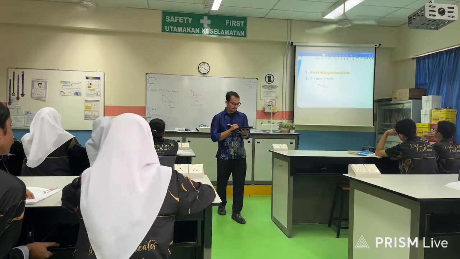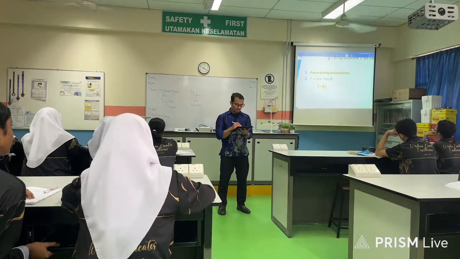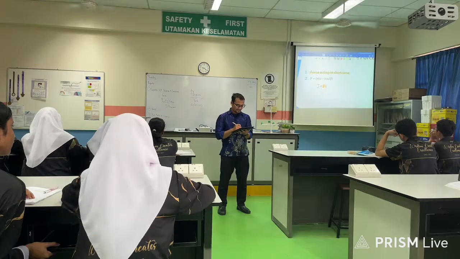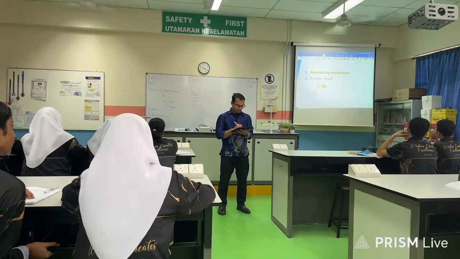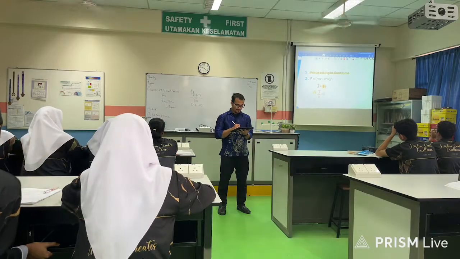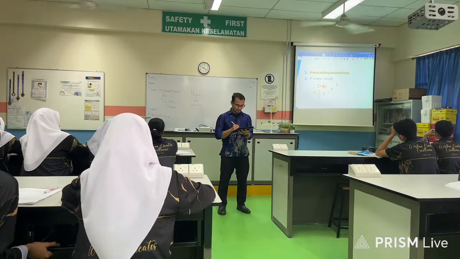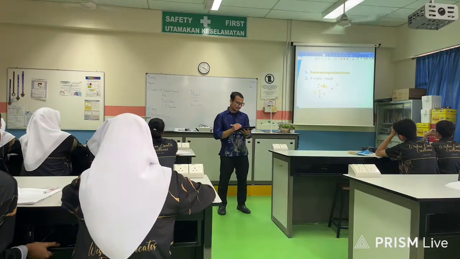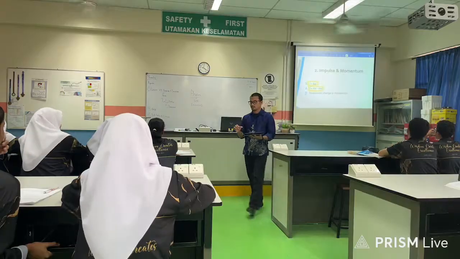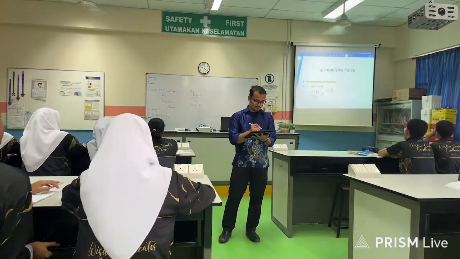Okay. So we need to get the value of F. So how do we get F? So basically we derive it, we bring T to the left side. And then we will get J over T equals to F. So F equals to J over T. So J, because another formula for J is mv minus mu.